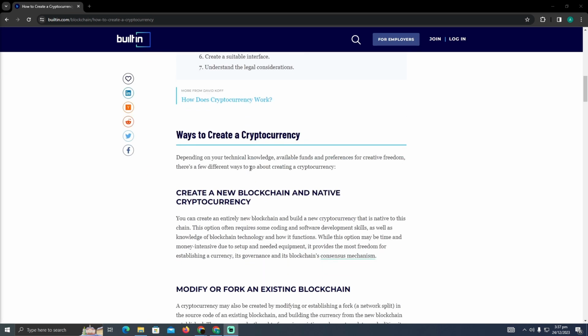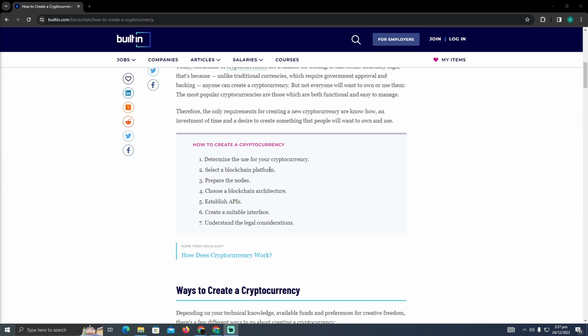Now, there are a few things that you need to keep in mind in order to create a cryptocurrency. The process is pretty complex. So first of all, you need to determine what will be the use of your cryptocurrency. The second thing will be what blockchain platform you'll be using. The third will be to prepare the nodes. The fourth will be to choose a blockchain architecture. The fifth will be to establish APIs. The sixth will be to create a suitable interface, and the seventh will be to understand the legal considerations.